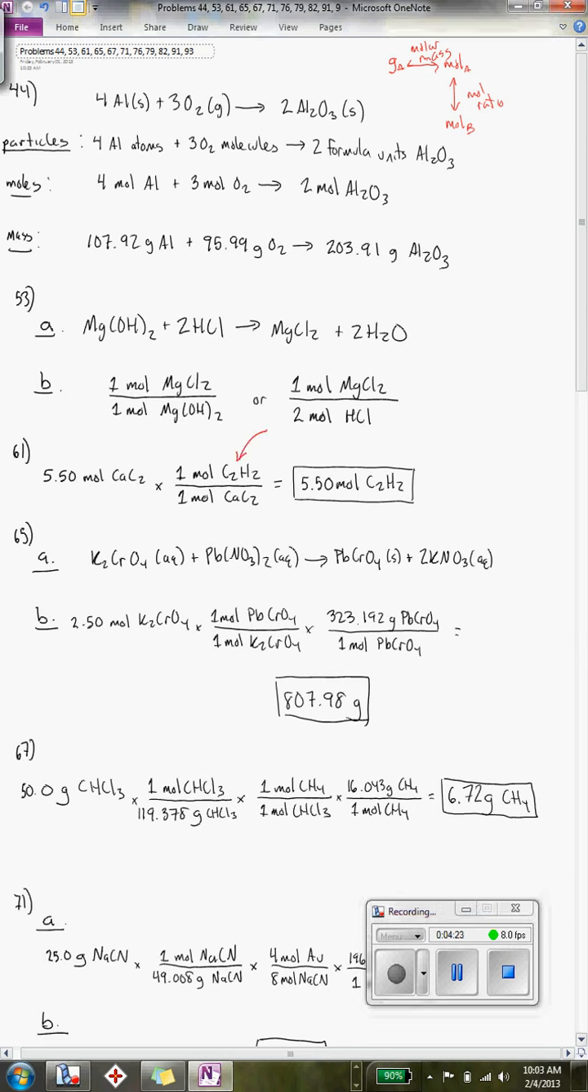In this case, the coefficients for both C2H2 and CaC2 are 1. So the mole ratio we use here, we want to cancel out our moles of calcium carbide, is 1 mole of acetylene gas per 1 mole of calcium carbide. If we set it up right, our moles of CaC2 will cancel out, and you'll actually end up producing the same number of moles of acetylene gas as you started out with in terms of calcium carbide. So that's number 61.